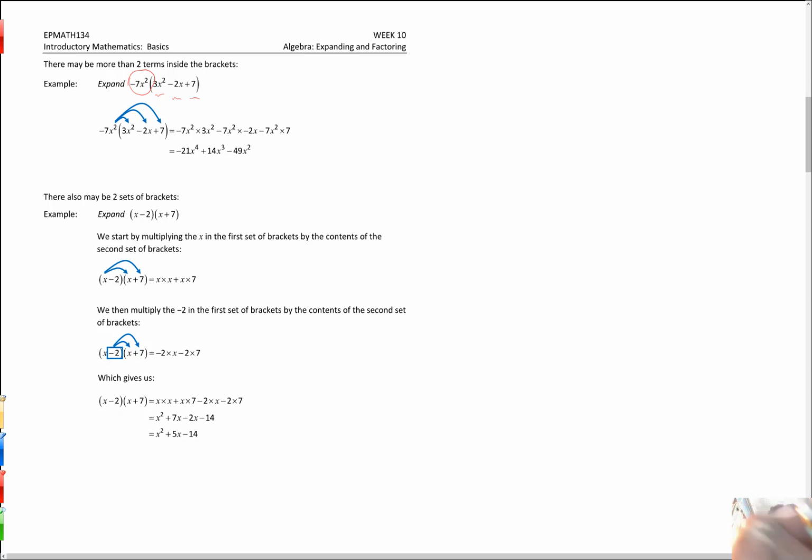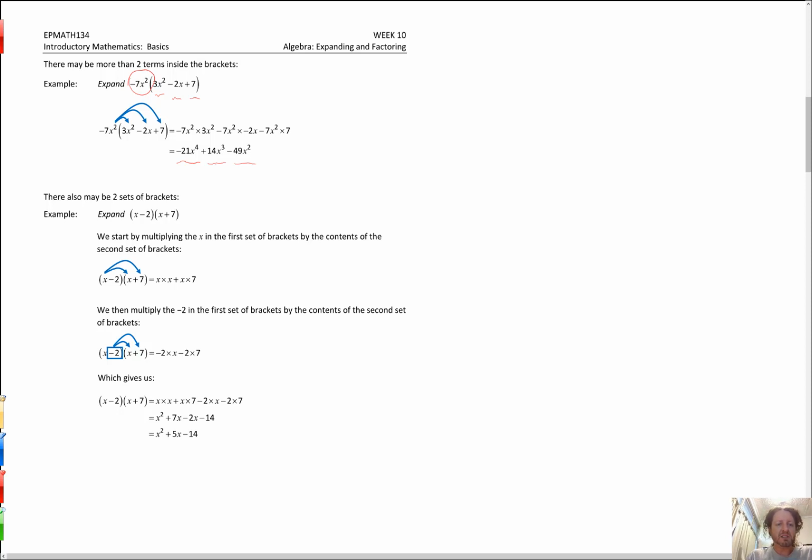Wow, speaking is hard. x squared times x squared, we know from our indices topic that we just add the powers. x squared times x squared is x to the 4, so the minus 21x to the 4. Minus 7x squared times minus 2x, well the minus 7 times minus 2 is a plus 14. x squared times x is an x cubed. Minus 7x squared times a plus 7, well it becomes minus 49 and it's still an x squared. Fully expanded.